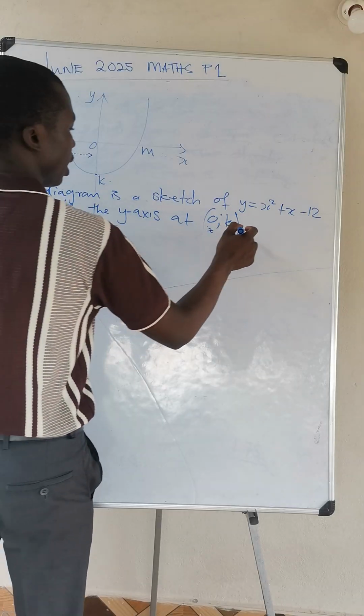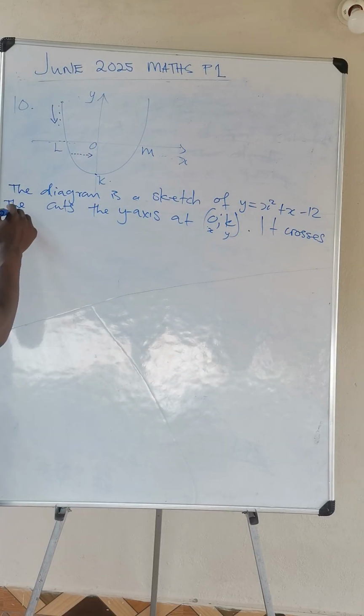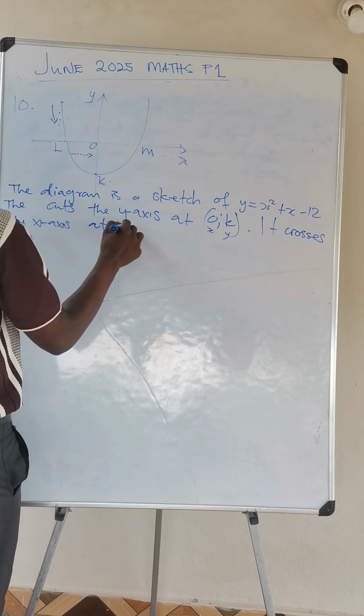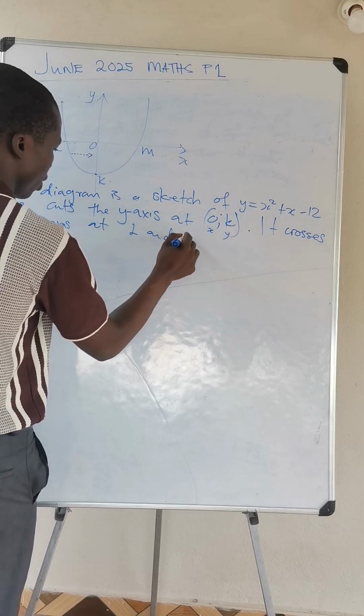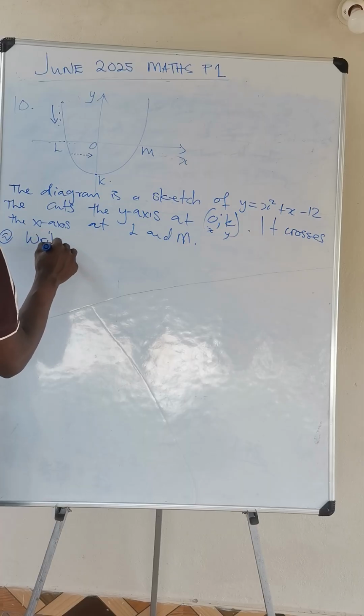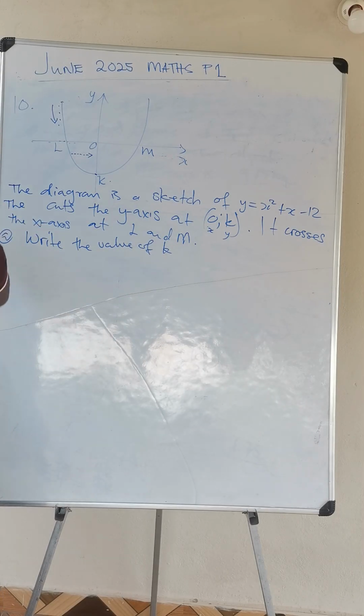Then it crosses the x-axis at L and M. I already told you that when the graph crosses the x-axis, the value of y is equal to 0. So part A says write the value of k. We want to find the value of k.